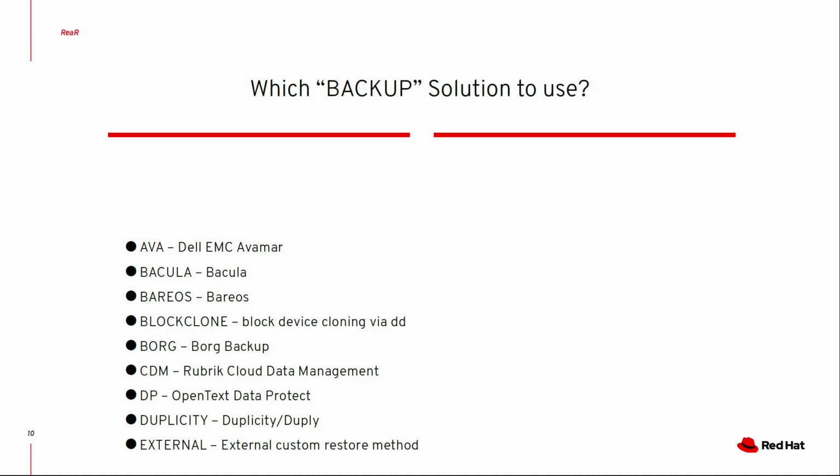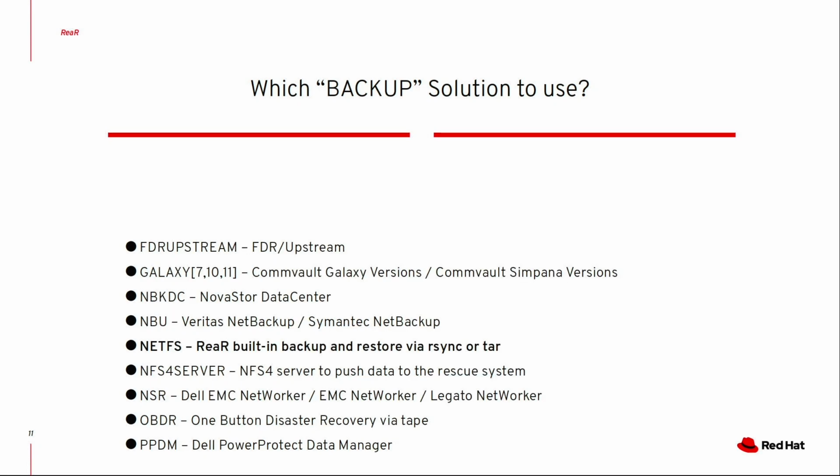And then what backup solution could you use? Like I mentioned, we're going to talk about NETFS, but here is the laundry list of backup solutions that officially work with the product. Some of them are pure open source, things like Borg and Rclone, or Bacula, and others are paid for, premium enterprise solutions like Dell EMC Avamar, Rubrik. You can read the list. Duplicity, external custom restore method, so it's very customizable. Some of these I've never even heard of: FDR Upstream, Commvault, Novastore, Veritas. NETFS is the one that we're going to use in this example.